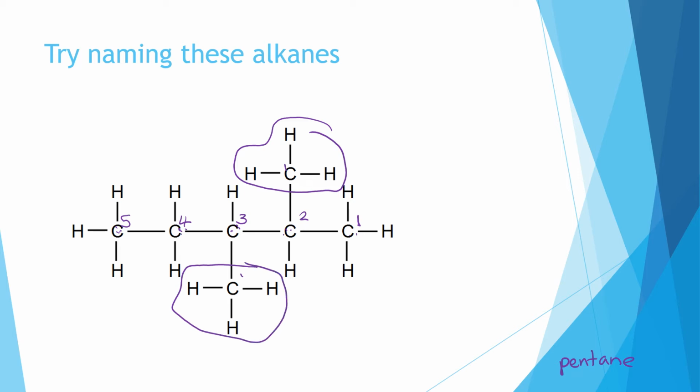In this branch, there is 1 carbon, so this is a methyl. In this branch here, there is also 1 carbon, so it is a methyl as well. So we've got 2 methyls. Because we've got 2 of them, it's a dimethyl. Now, we need to provide the address, which is 2,3-dimethylpentane.